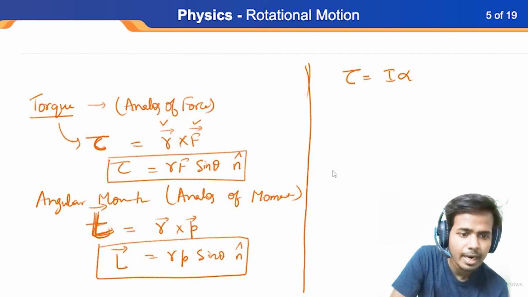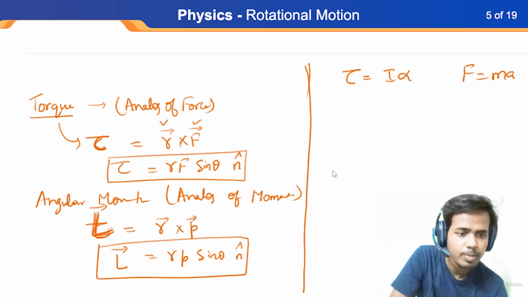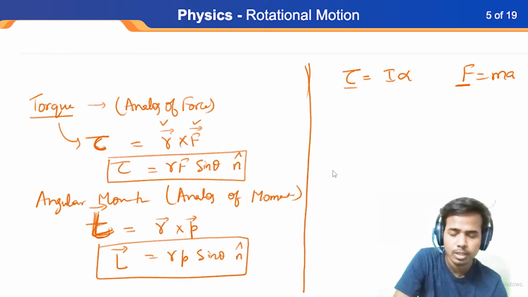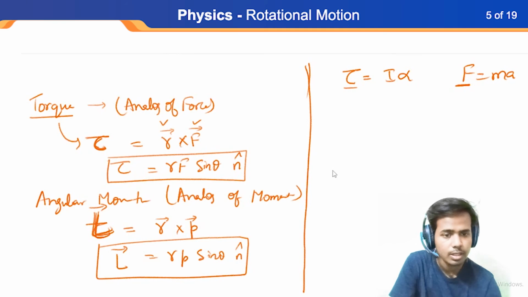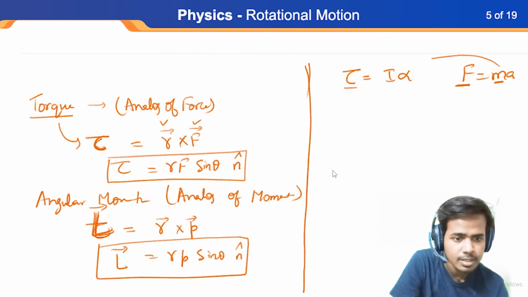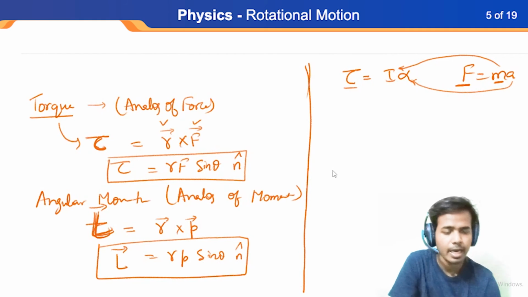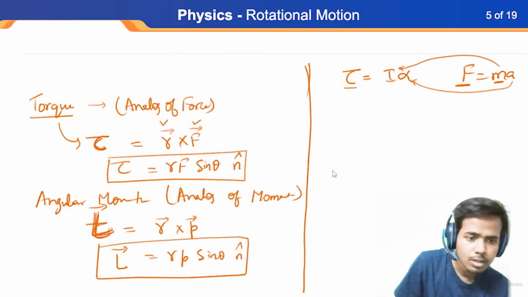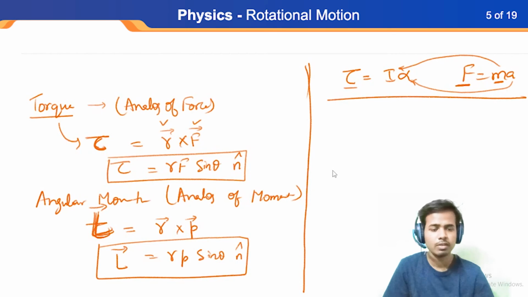Because we had this analogous equation F is equal to ma. When you replace force, then you have tau, which is the moment of force or the torque. M, the analog, is I, and the analog of acceleration is alpha. This is just for remembering. It will be very useful.